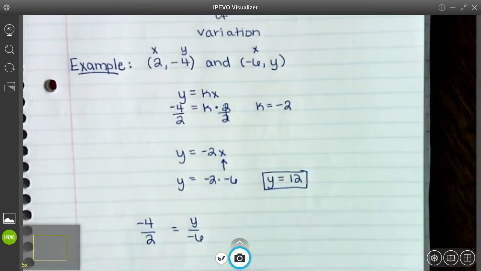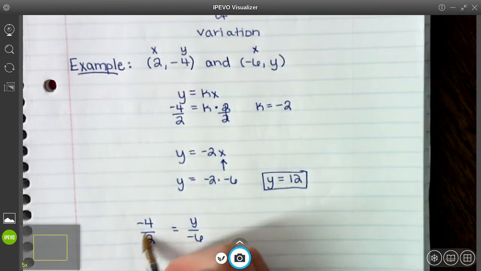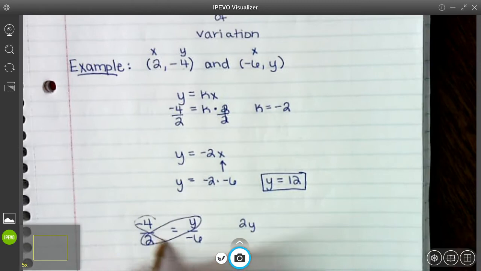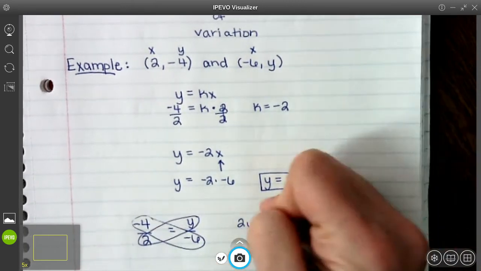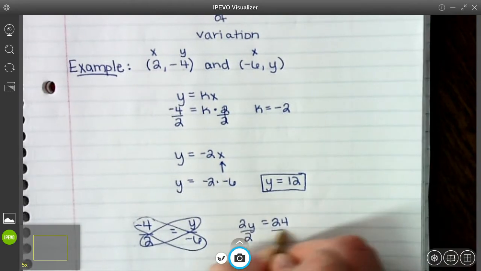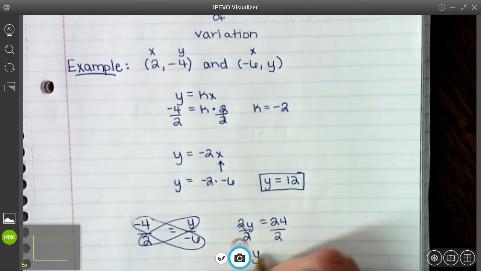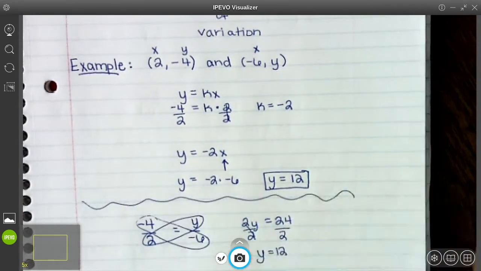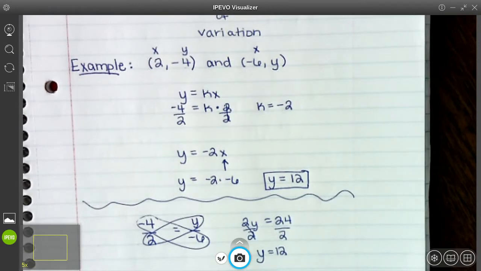And hadn't we solved the basic proportion already this semester? Cross multiply and solve. So we could say 2 times y is 2y. -4 times -6 is +24. Divide by 2, what's y? 12. So I just gave you two options here. Option 1 is above my line. Option 2 is below my line. Which one do you like better?